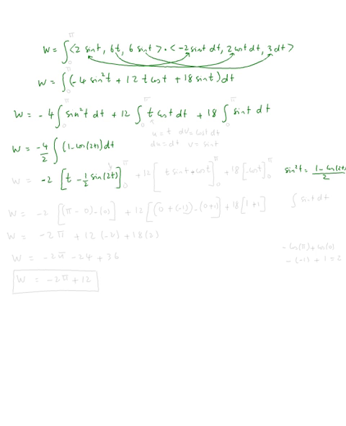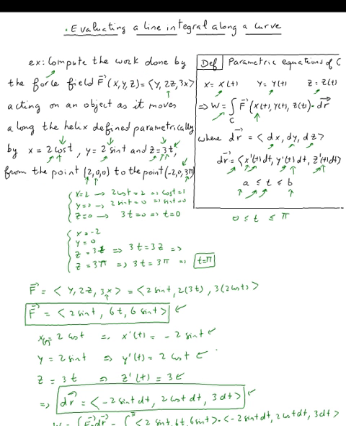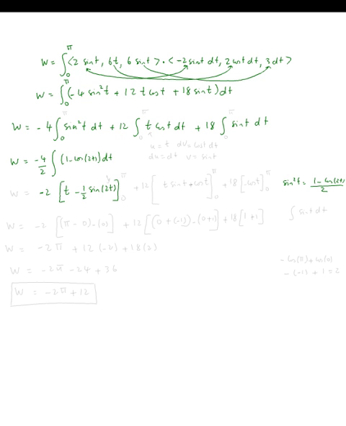And remember, the t we found goes from 0 to pi. So this is going to go from 0 to pi, and this will be along the curve C. So 0 to pi for each of these integrals. So this will be 0 to pi, plus 12.